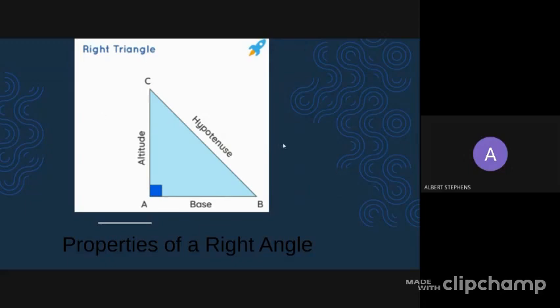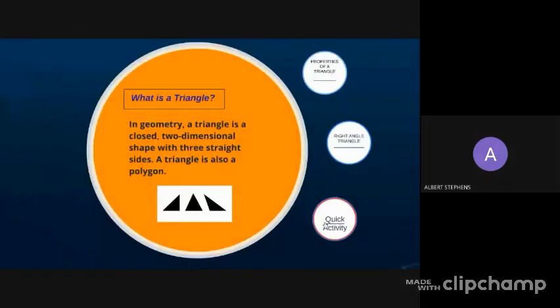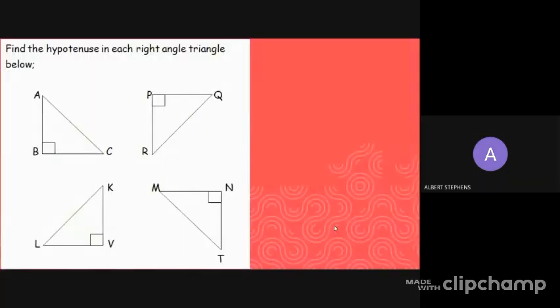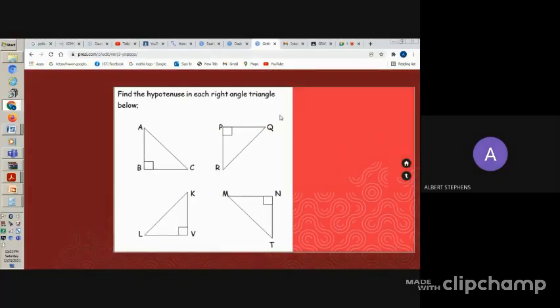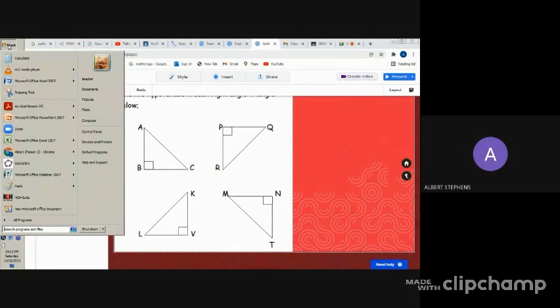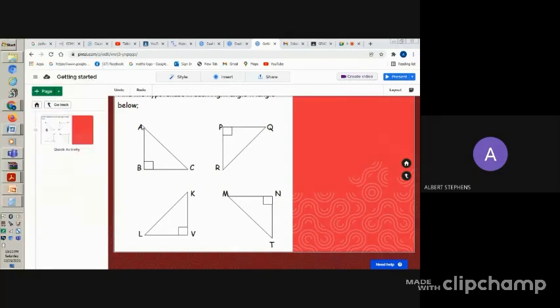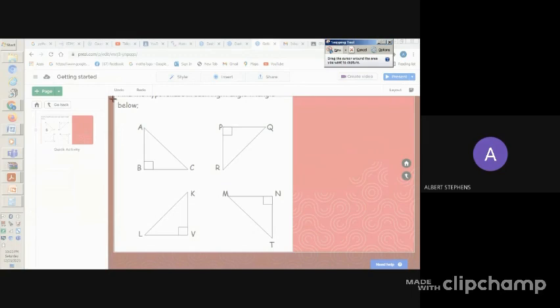And earlier on, we said that a right angle triangle must have one 90-degree angle in it. So those are some basic properties of a right angle triangle. Now we will look quickly at this little activity here, and this activity is basically asking us to determine which side of these triangles is the hypotenuse. All right. So the quickest way actually is to identify where the 90-degree angle is, and any side opposite that 90-degree angle is the hypotenuse.